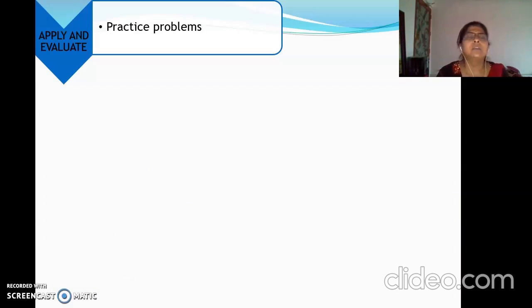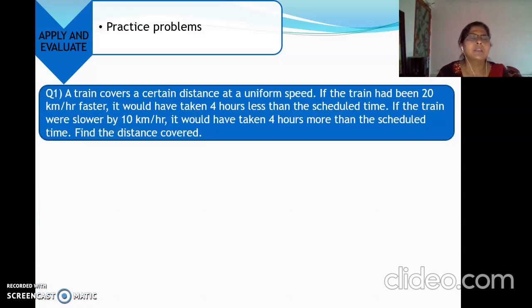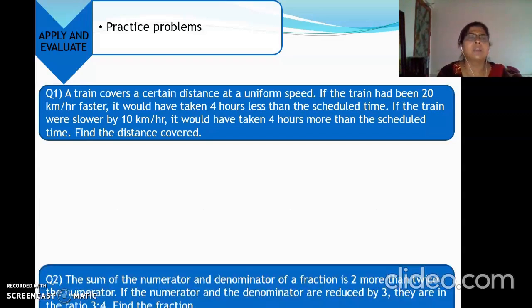Now using these steps, we have learned how to solve such word problems. You can solve further word problems for your practice. These are some of the examples given for you to solve. The first example is based on the speed of a train. Information is given. Try to solve it as we have solved the previous ones.